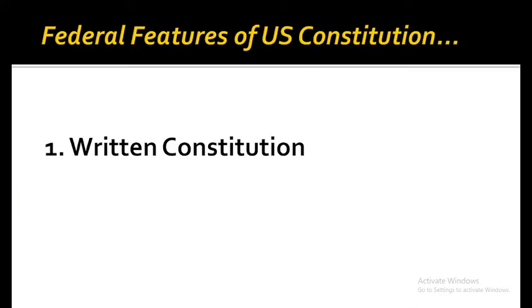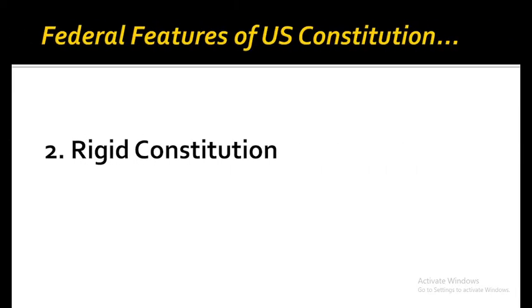First, the United States has a written constitution. Second, the Constitution of the United States is one of the most rigid constitutions in the world. We will see this point more later. Third, there is constitutional division of powers between the center, or the national government, and its units, that is the states.